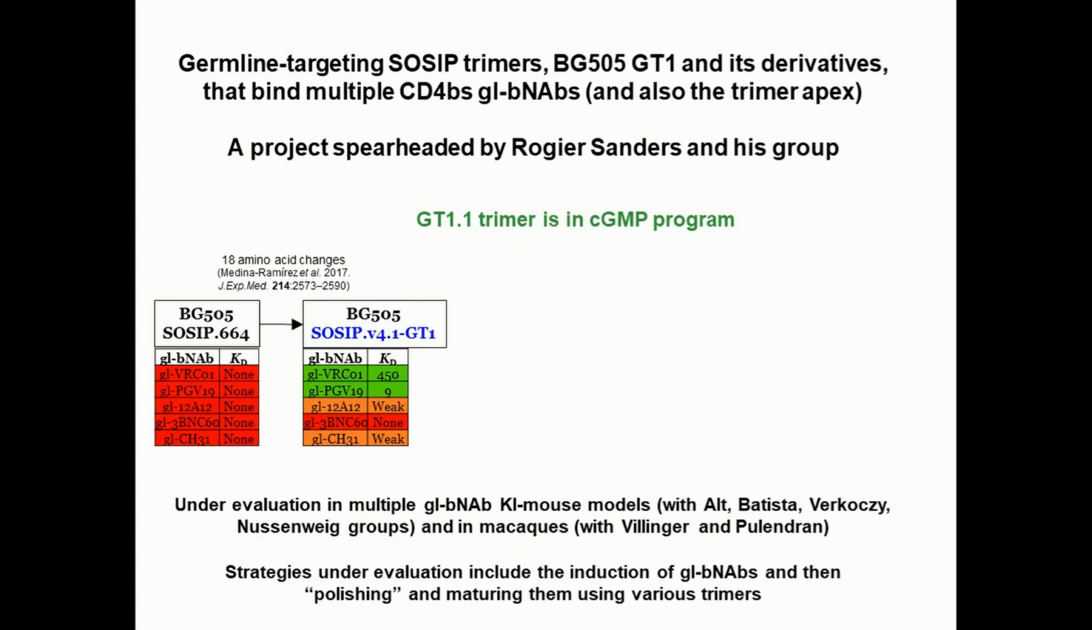Germline targeting trimers. So this is Rogier's lab. They spearheaded it in Amsterdam. And we took the BG505 trimer, which doesn't recognize the germline precursors of BNAbs, the proteins that need to be recognized in the germline of the human genome. And Adrian McDermott talked about this yesterday with Lionel Messi and some fat guy kicking a ball around.